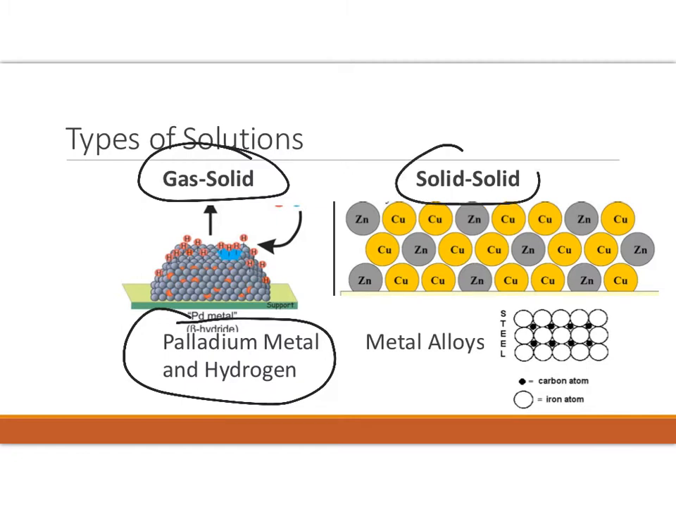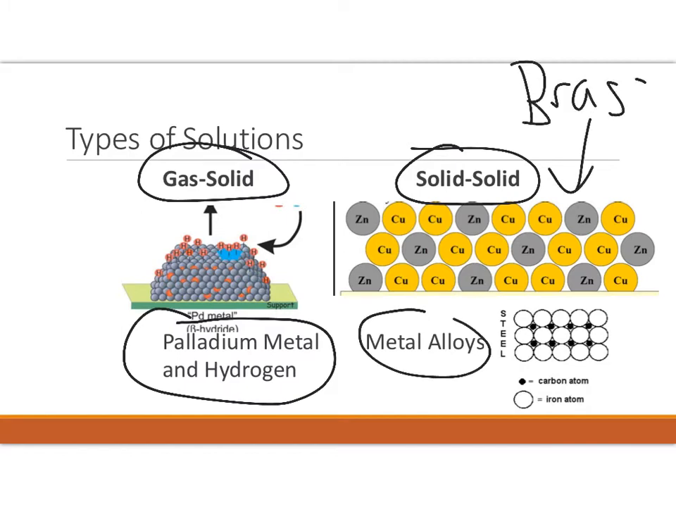We also have a solid-solid, right? We have a solid where we have small amounts of certain substances mixed in. For example, metal alloys, right? Right here we have brass, okay, which is a mixture of copper and zinc. Okay, and you can see that we have a few zinc metal ions mixed in with the copper. We also here have steel, right, which is a combination of iron and carbon.